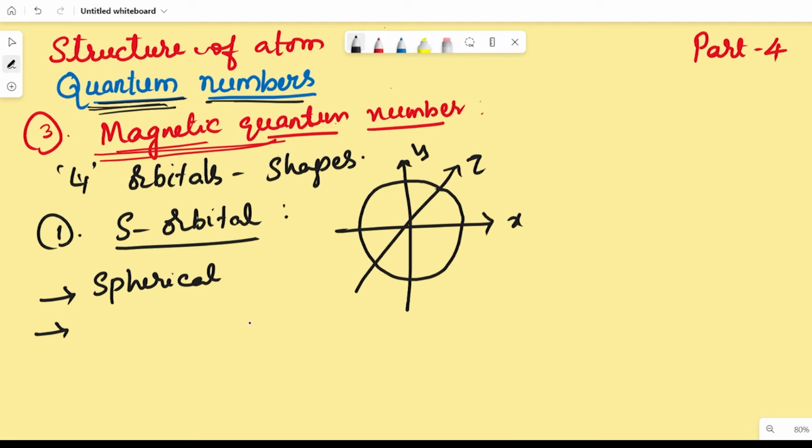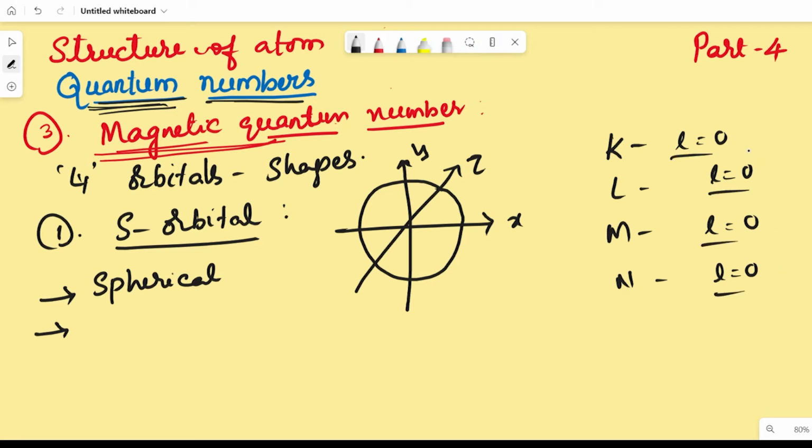Here for K shell, l is equal to 0. For L shell, l is equal to 0. For M shell, l is equal to 0. For N shell, l is equal to 0. For every main shell, l has one s orbital. l equal to 0 is nothing but the s orbital. So for K shell, it is 1s orbital, because here 1 indicates the first shell. For L shell, that is 2s orbital. For M shell, 3s orbital. For N shell, 4s orbital.